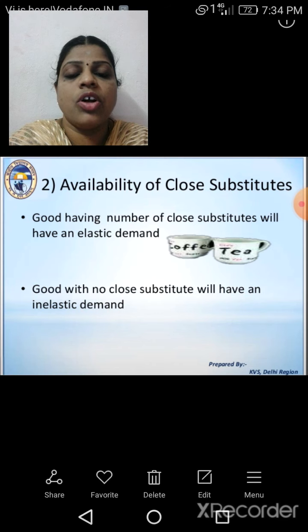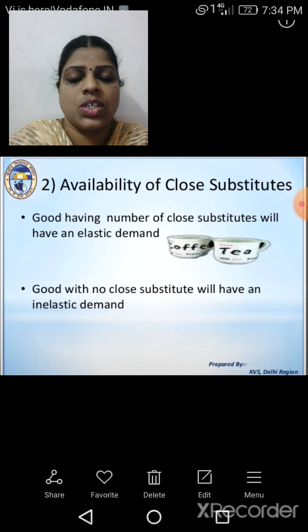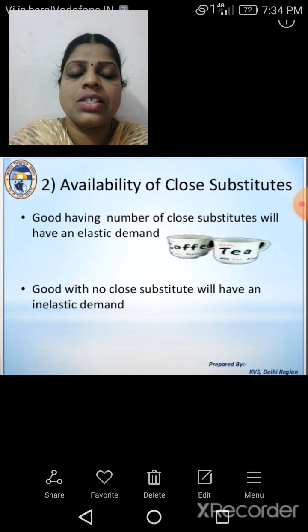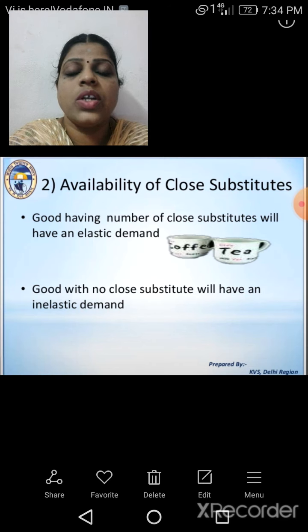What happens to goods with no close substitutes? They will have an inelastic demand. Its elasticity is very less, because there is no other substitute good to purchase when the price of this good increases. So this is the second factor which determines the price elasticity of demand.